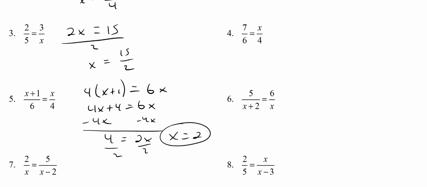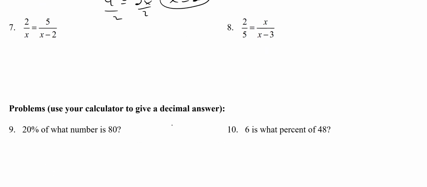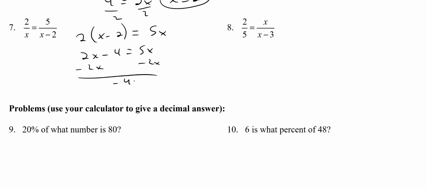Moving on. Same thing, cross multiply. So 2 times x minus 2 is equal to 5x. We get 2x minus 4 equals 5x. Subtract 2x from both sides, so you get negative 4 is equal to 3x. Divide by 3. So x is negative 4/3.